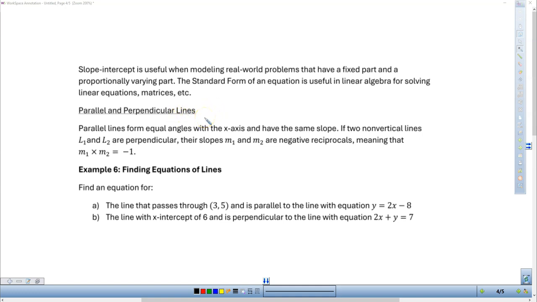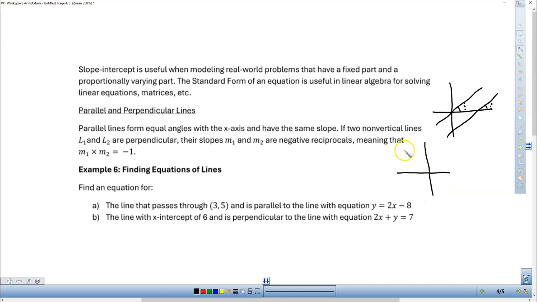Remember, parallel lines form equal angles with the x-axis and have the same slope. So, for example, I'm just going to make a real crude line here real quick. If I have a line running through here, and I have another line running right through here, if I were to go ahead and measure this angle that's coming through here, I should find that these angles are the same in that x-axis.